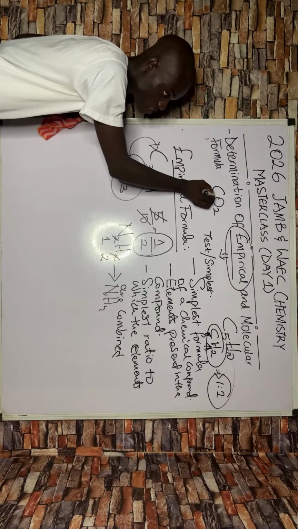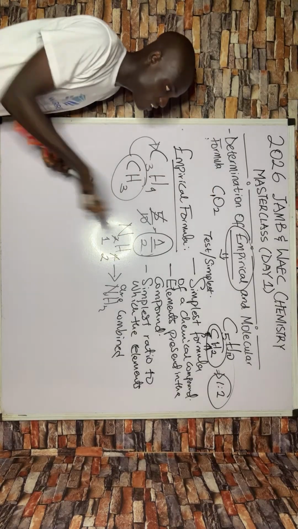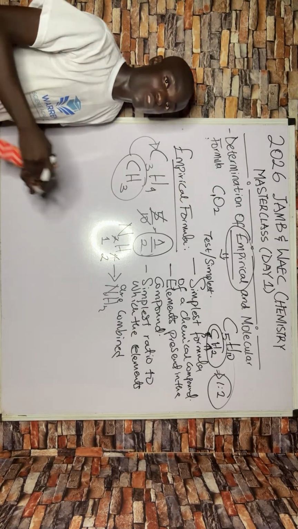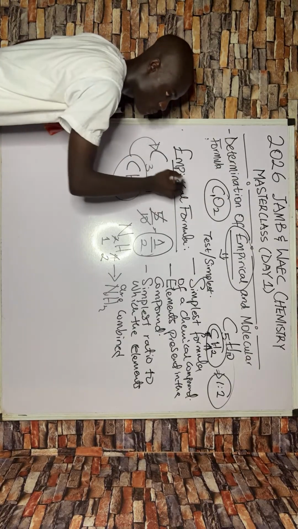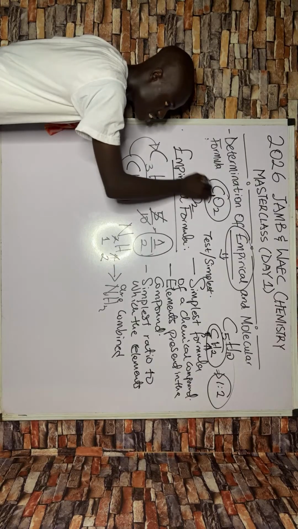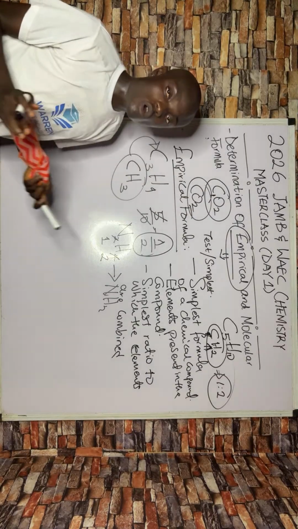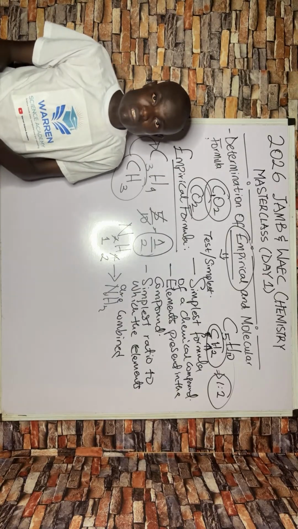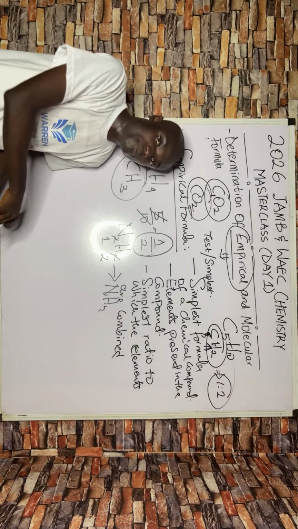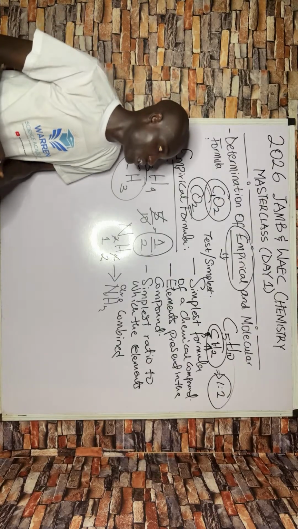So this is like C1O2, and we cannot break this number, or we cannot simplify it. So in essence, the molecular formula will be CO2. The empirical formula will also be CO2. So there are some compounds that have the same molecular formula as the empirical formula, while some have a different empirical formula from their molecular formula.